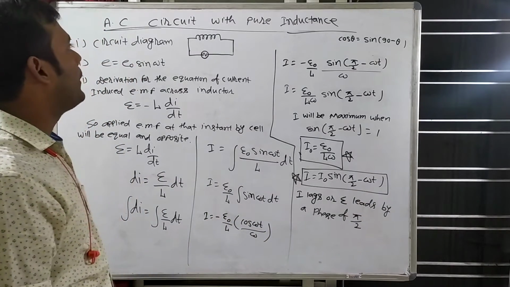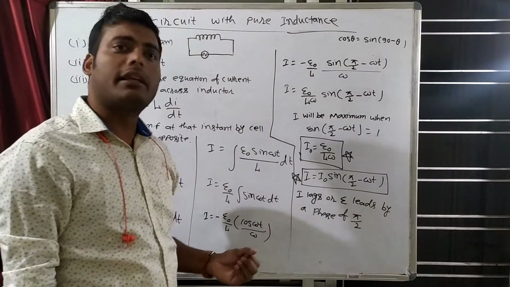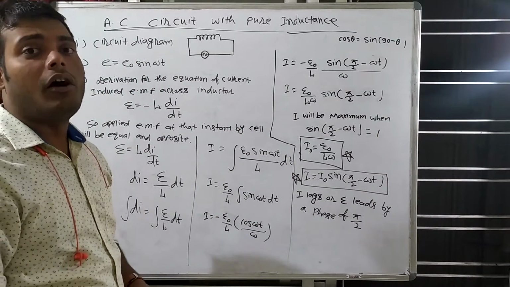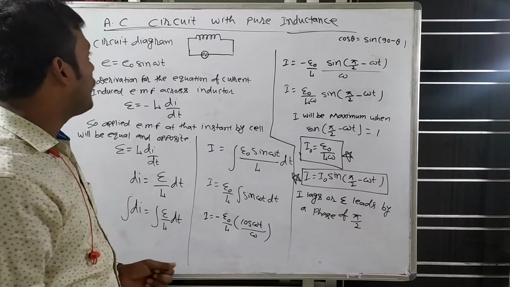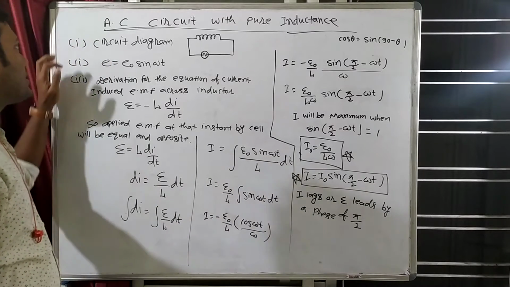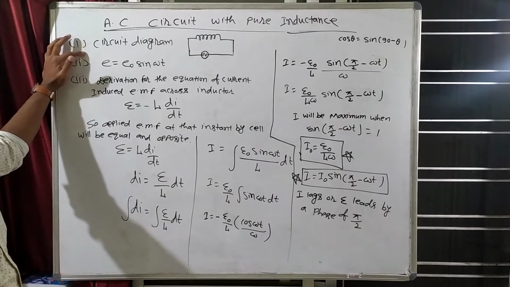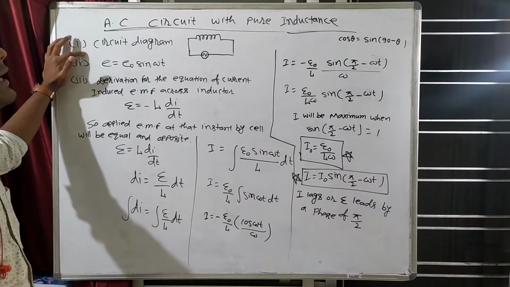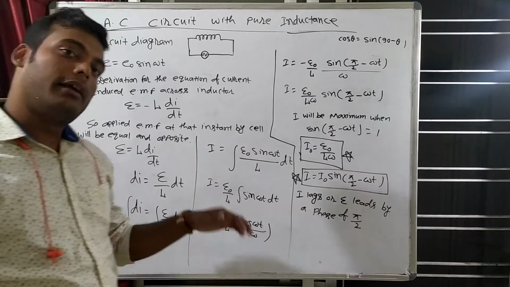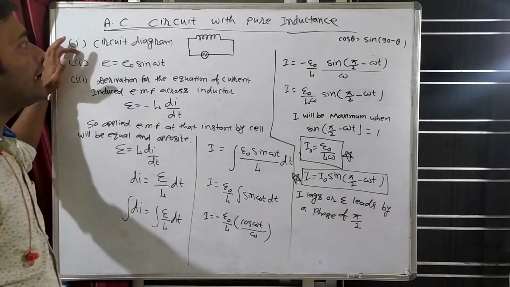Today I will take the topic AC circuit with pure inductance. I am continuing the lecture on alternating current class 12. So first we will see what the circuit diagram is. In the previous topic, AC circuit with pure resistance, I also took the circuit diagram first.